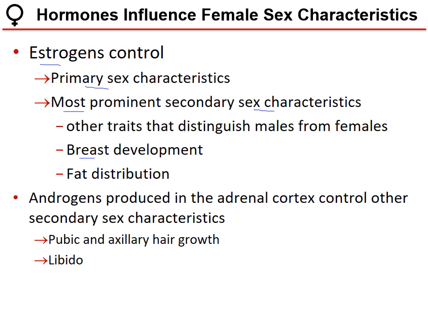These include breast development and also fat distribution and female body shape, because females' general pattern of fat distribution differs from males. Females generally have wider hips and larger upper thighs when compared to males. But then the androgens, which are produced by the adrenal cortex, actually control the other secondary sex characteristics, such as the pubic and axillary hair growth, as well as the behavioral sex characteristics and sexual drive, such as libido.